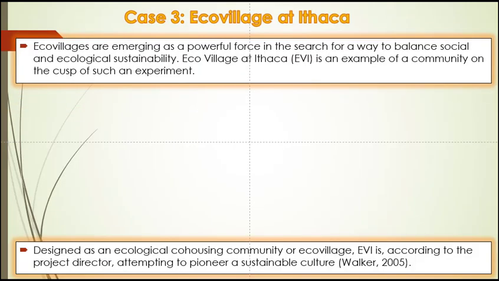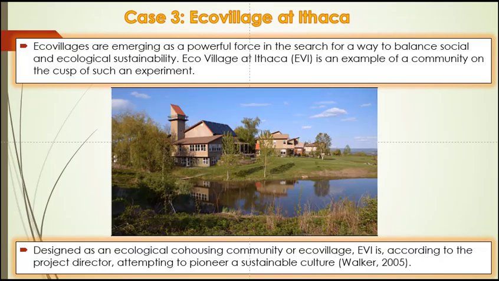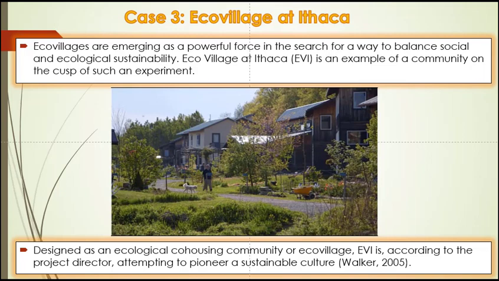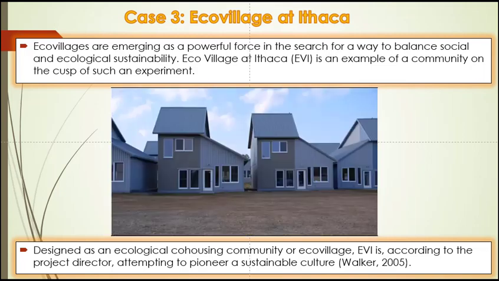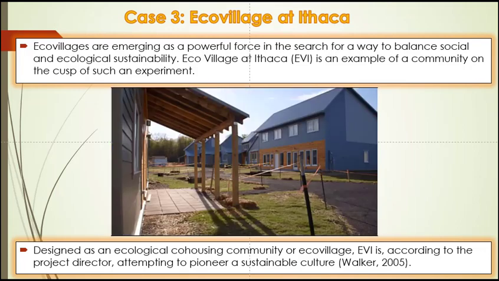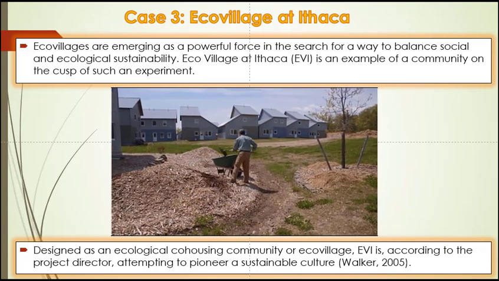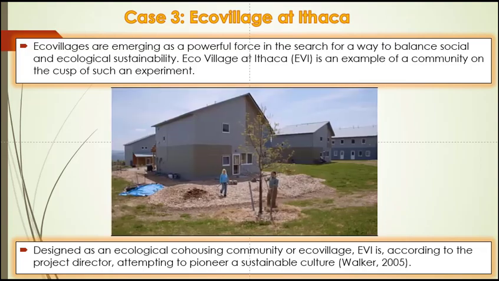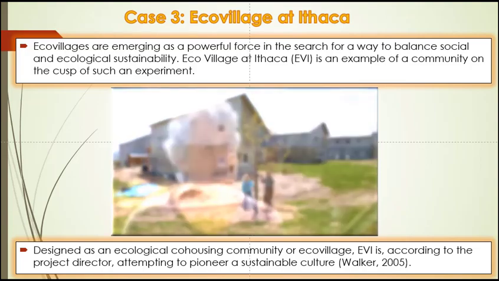Case number three, Ecovillage at Ithaca. Ecovillages are emerging as a powerful force in the search for a way to balance social and ecological sustainability. Ithaca is an example of a community on the cutting edge of such an experiment. Designed as an ecological housing community, Ithaca is, according to its project director, attempting to pioneer a sustainability culture.